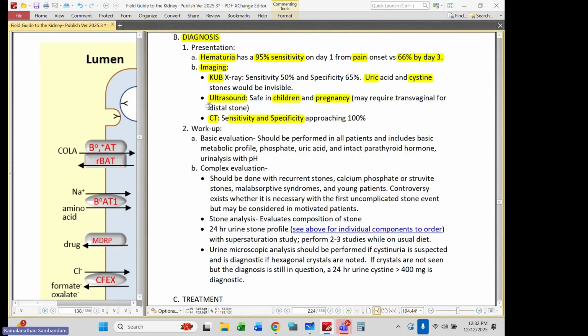Okay. Realizing that those are not great tests, I'm looking for big, obvious changes. Okay. Ultrasound and KUBs are not very sensitive at all. Okay. The workup can have a different philosophy depending on how aggressive you want to be in the evaluation.